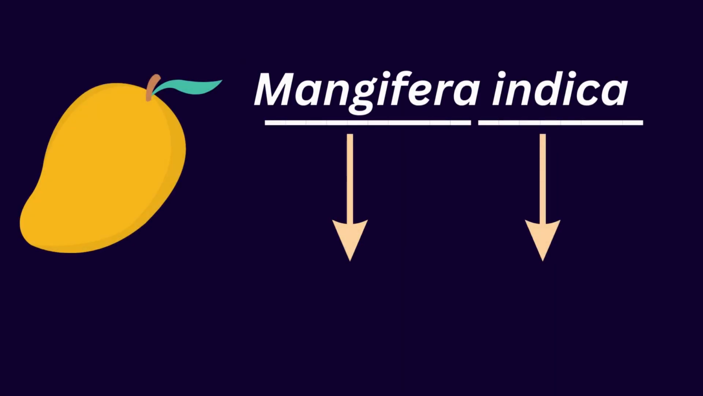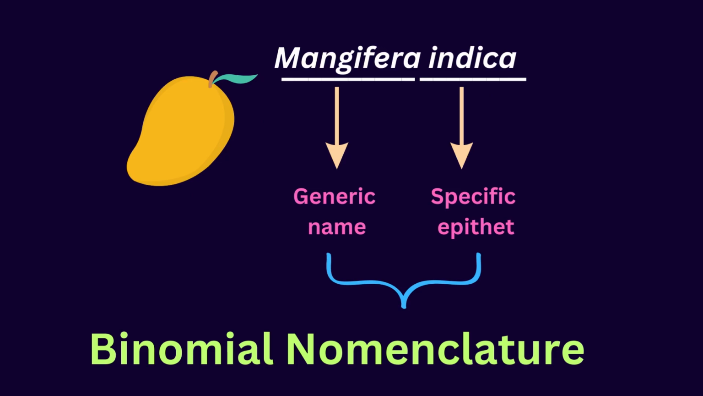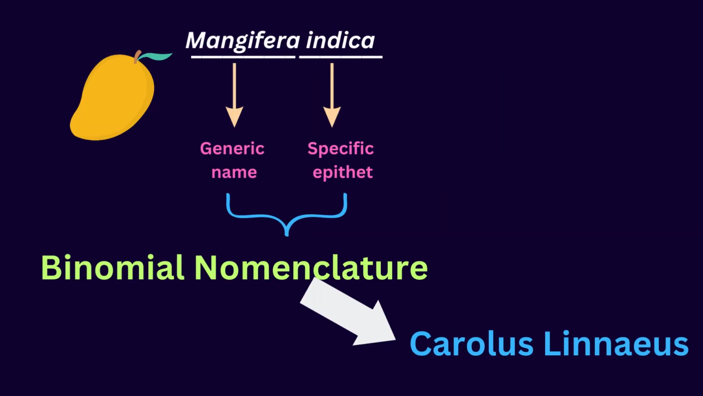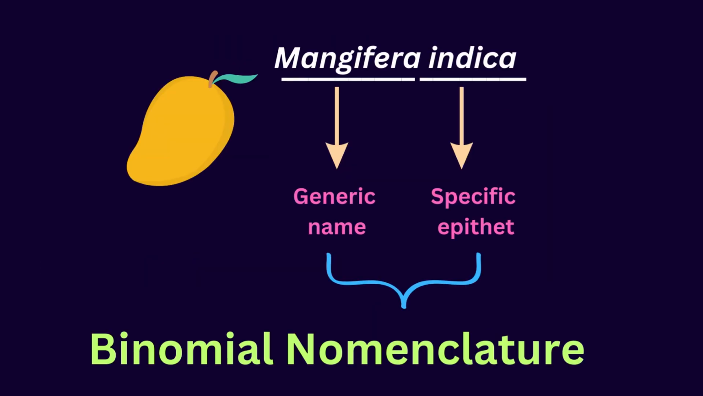Each name has two components, the generic name and the specific epithet. This system of providing a name with two components is called binomial nomenclature. This naming system, given by Carolus Linnaeus, is being practiced by biologists all over the world. This naming system using a two-word format was found convenient.